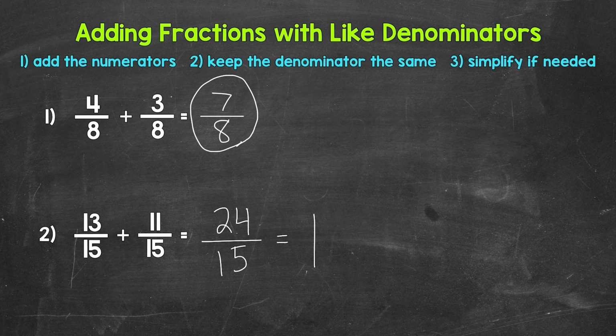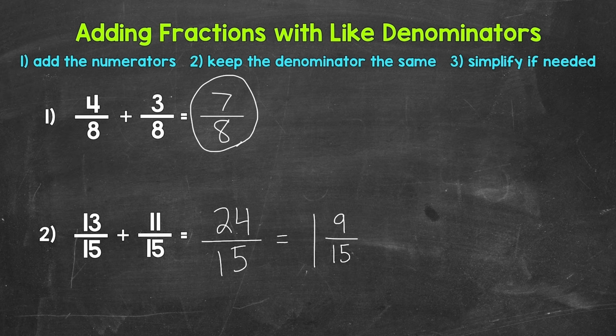1 whole 15 gets us to 15 out of that 24. So what's our remainder? What's left? Well, 9. That's the numerator of our fractional part of the mixed number. And then we keep that denominator of 15 the same. So we get 1 and 9/15, which is correct. We have the correct mixed number here, but we can actually simplify the fractional part.